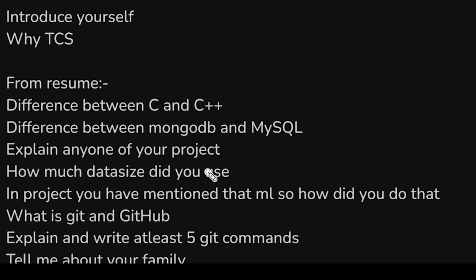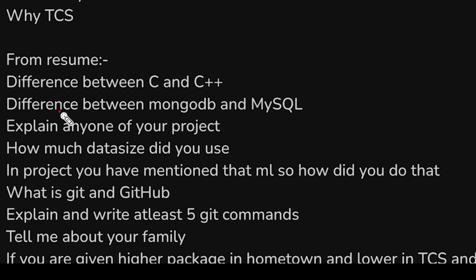Now let's discuss some technical questions. What is the difference between C and C++? C is a procedural language while C++ supports both procedural and object-oriented programming. And C++ also has features like classes, inheritance and polymorphism.